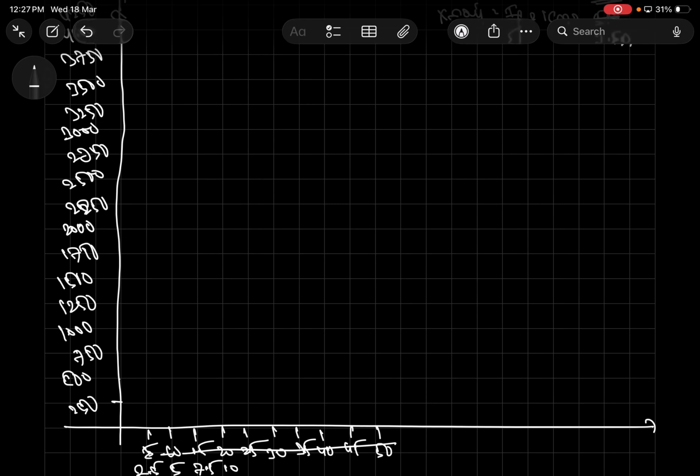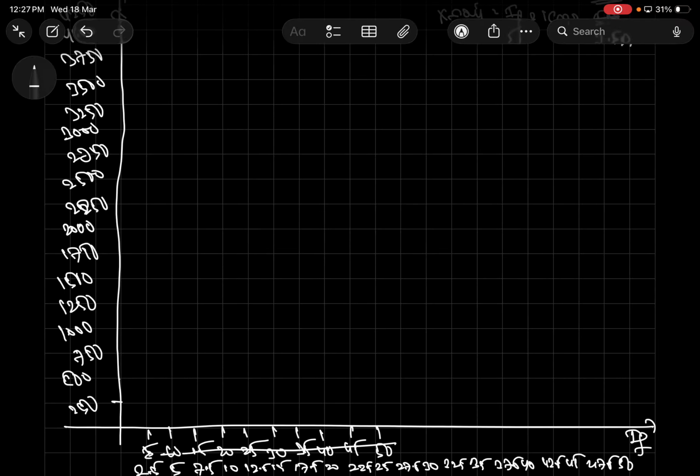And to get the exact values, 12.5, 15, 17.5, 20, 22.5, 25, 27.5, 30, 32.5, 35, 37.5, 40, 42.5, 45, 47.5, 50. This is the corresponding IF. I hope I haven't made any mistake.